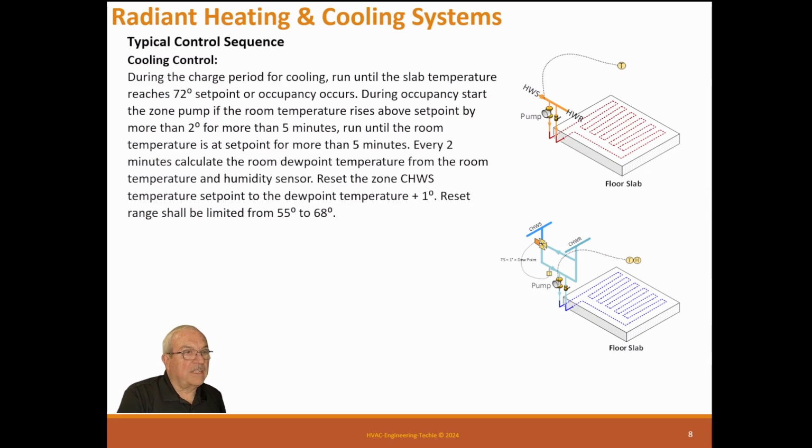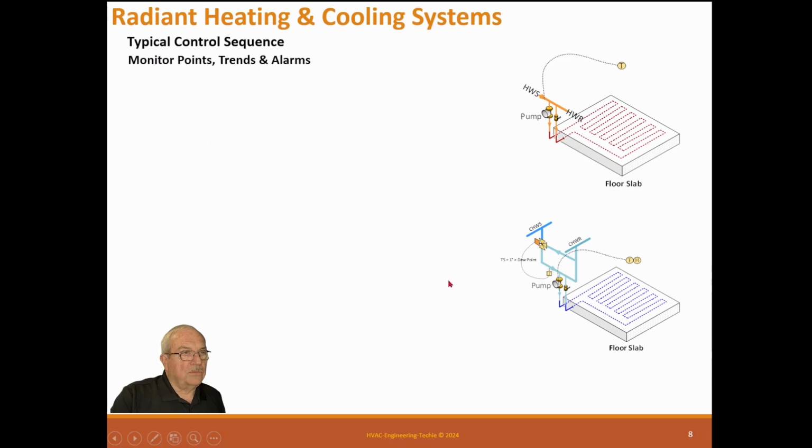Every 2 minutes, calculate the room dew point temperature from the room temperature and humidity sensor. Reset the zone chill water supply temperature set point to the dew point temperature plus 1 degree. Reset range will be limited from 55 to 68 degrees. So basically that's how we're setting up the cooling.